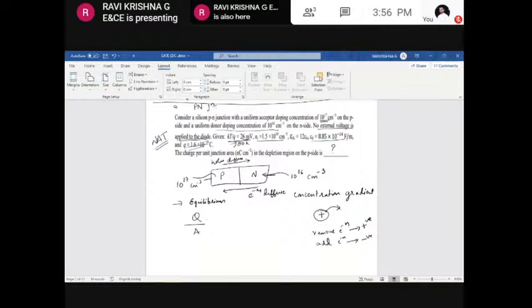So due to this diffusion process, immobile ions will be created. The positive ions will be created on the N side, and the negative ions will be created on the P side. This leads to the depletion region. This is going to be your depletion region now.